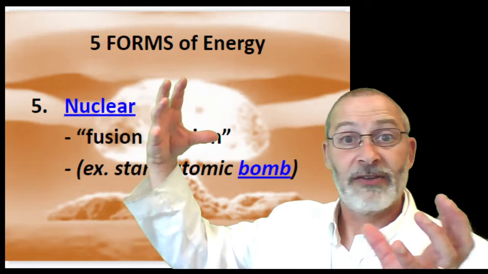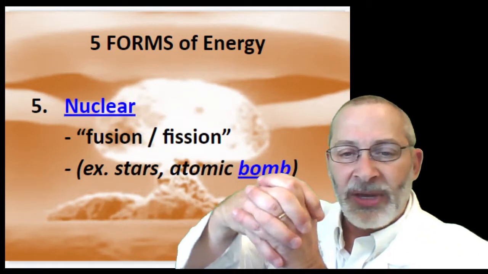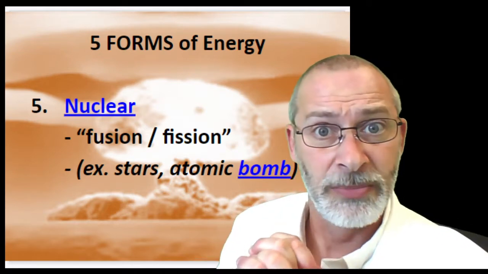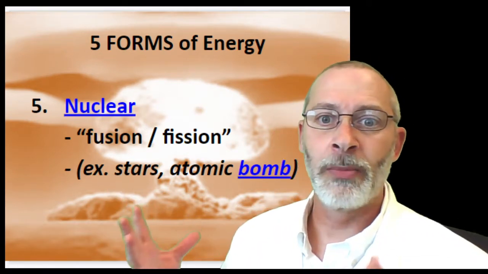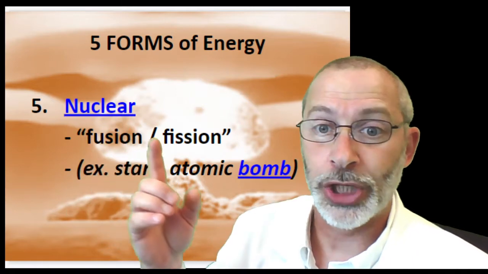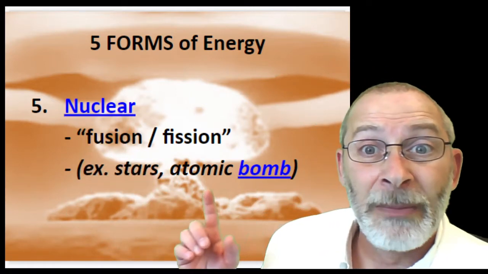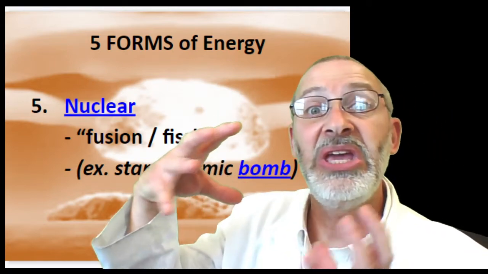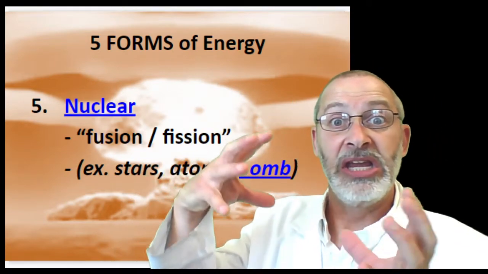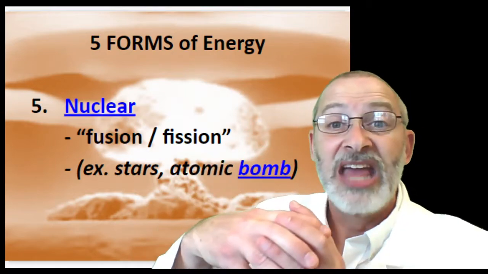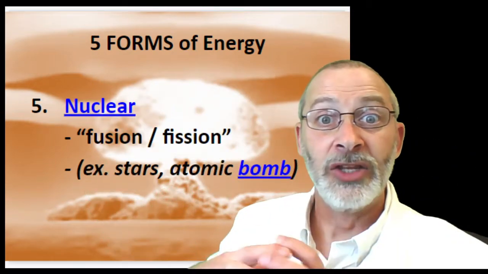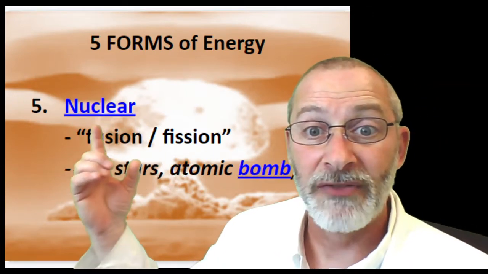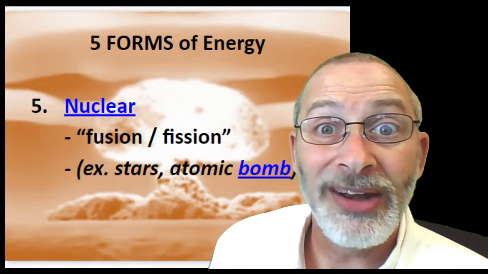You've got lots of hydrogen atoms coming together under incredible pressure and fusing those atoms together, releasing an enormous amount of nuclear energy. Atomic bombs, on the other hand, take big atoms like uranium of certain isotopes and split them apart. And in so doing, it releases, again, an enormous amount of nuclear energy.